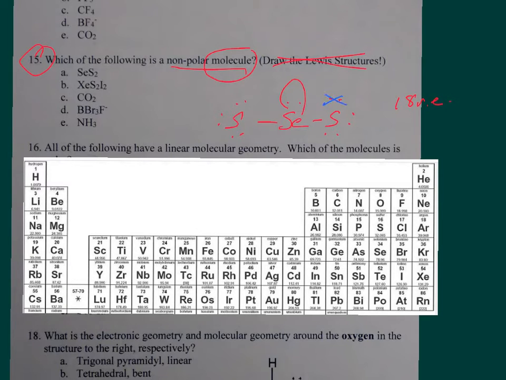I'm going to cross these out and drop them down and make a double bond. And now the selenium has 2, 4, 6, 8. And this sulfur has 2, 4, 6, 8. This sulfur has 2, 4, 6, 8. There we go. It's ready to go.